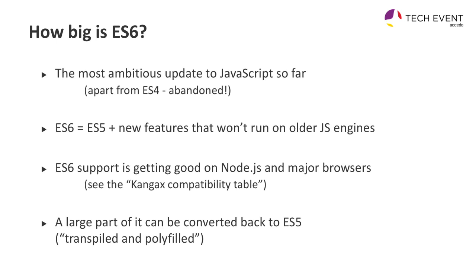And something interesting to note is that a large part of the code you write in ES6 can be converted back to ES5. So this is called transpiling, when you bring the new syntax to the old environment, and polyfilling, when you bring the new features to the older environments.